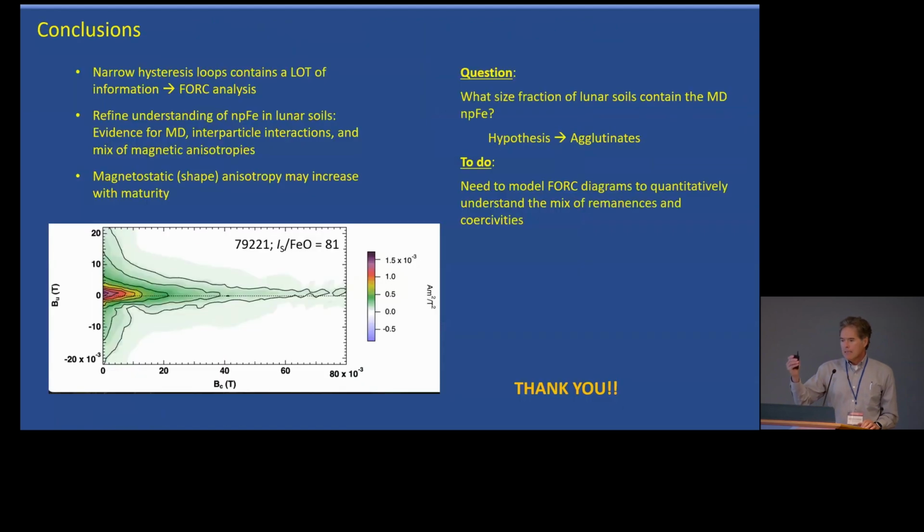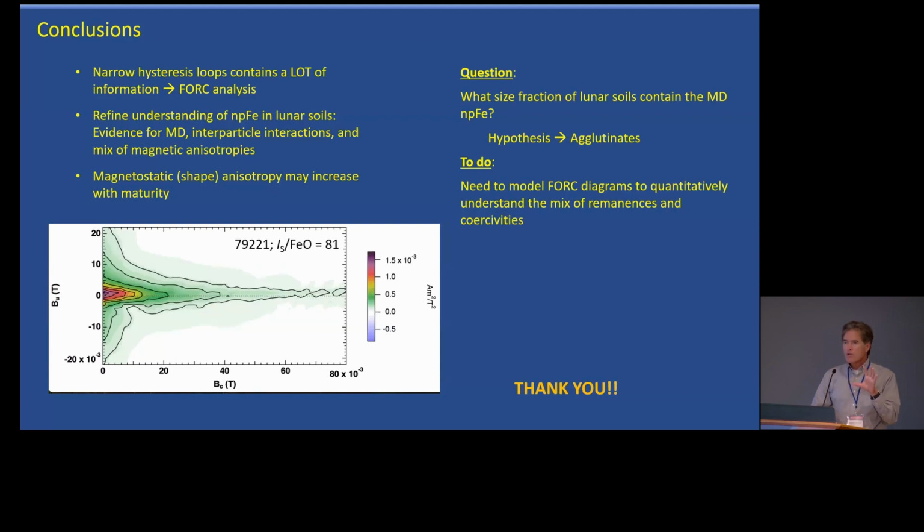And let's get to the last slide. I hope I've convinced you that these very narrow coercivity hysteresis loops actually contain a lot of information about the nanophase iron particles, and it's worth reinvestigating and opening up these ideas for the Apollo soils. This helps us to understand what's going on in terms of the magnetic behavior. So we do need to model the FORC diagrams in order to take these qualitative interpretations and make them quantitative.